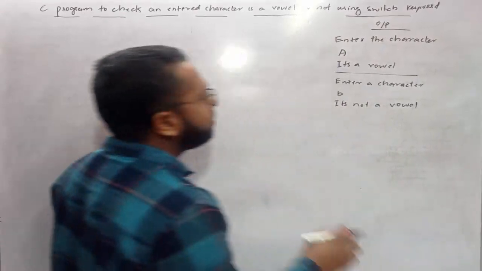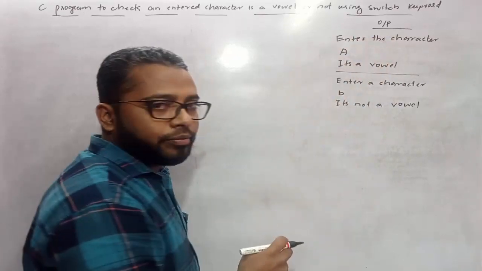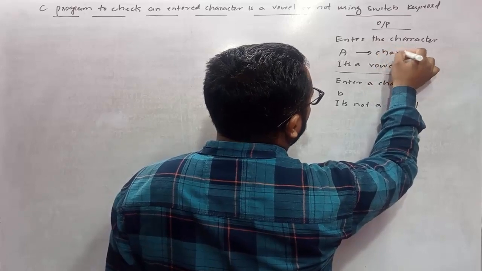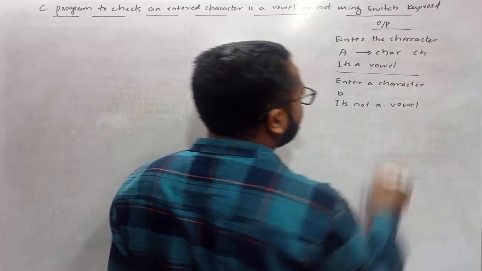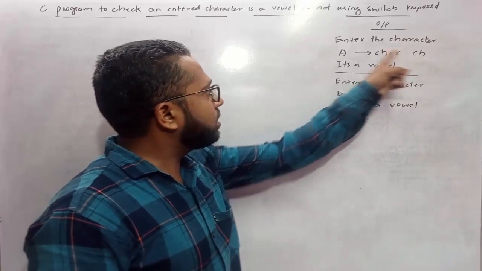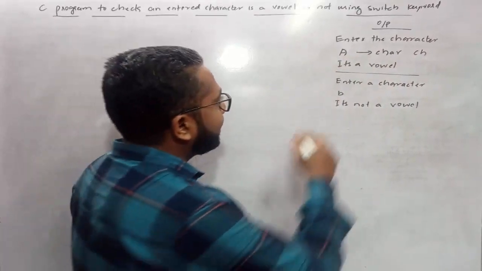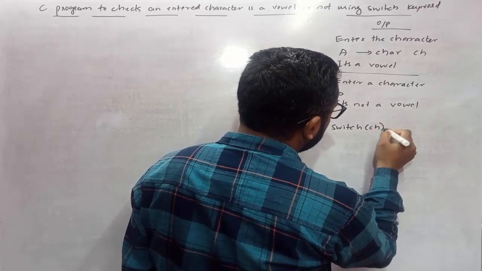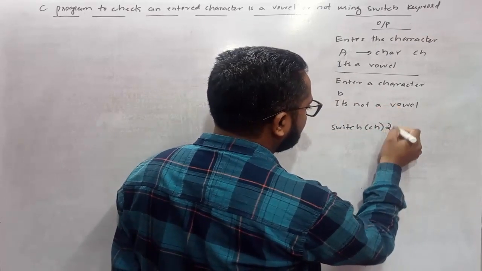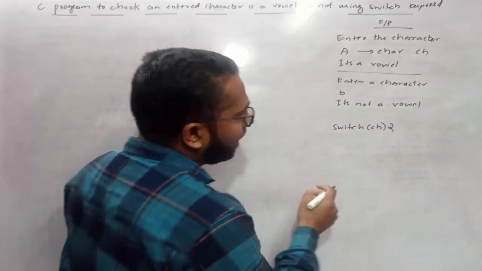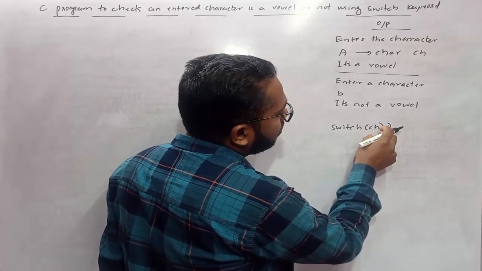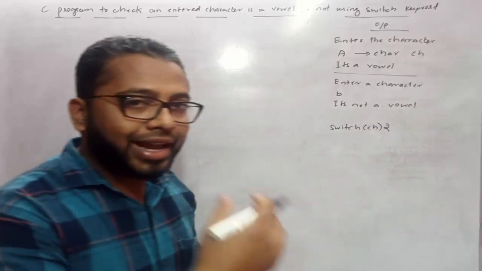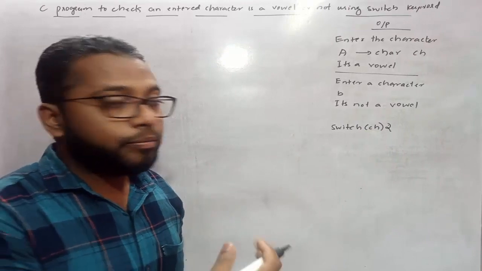Okay, so I will be asking the user to enter the character, and I need to create a variable of type char, let us say ch, and inside the ch variable the character will be stored. Then I will pass this ch to switch. Next, I will check whether the value stored inside this variable ch is equal to any of the vowels.